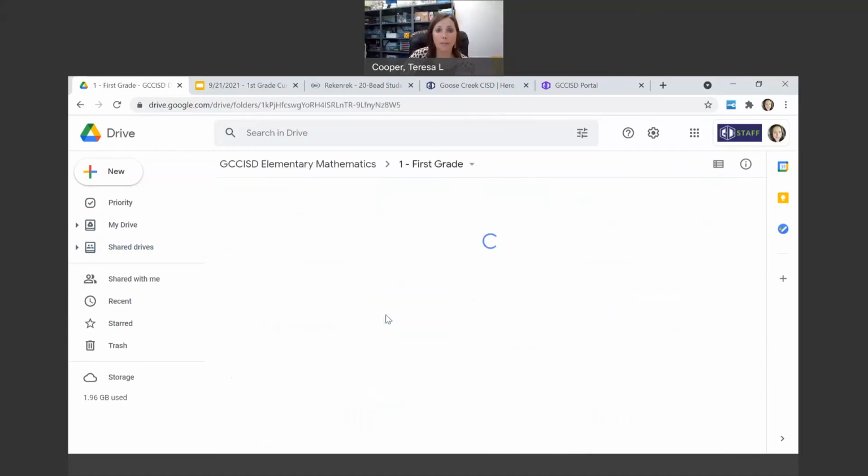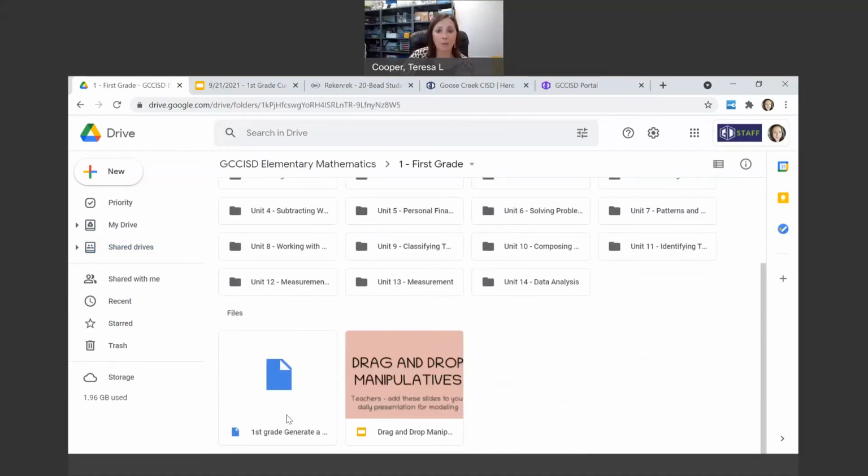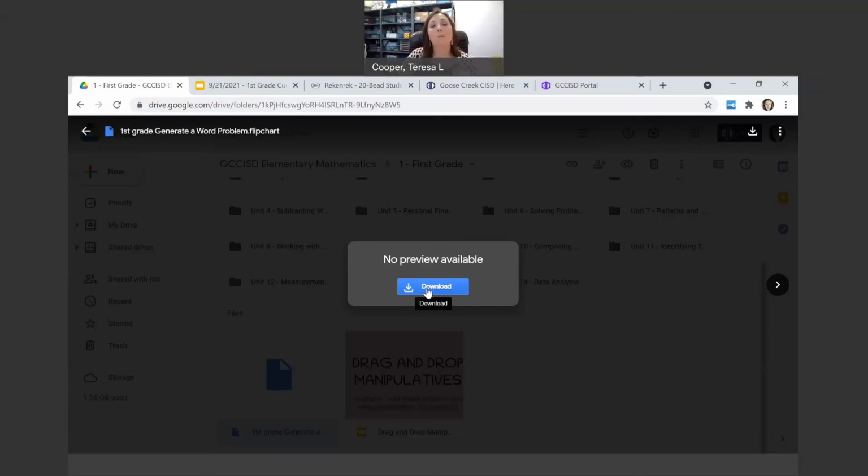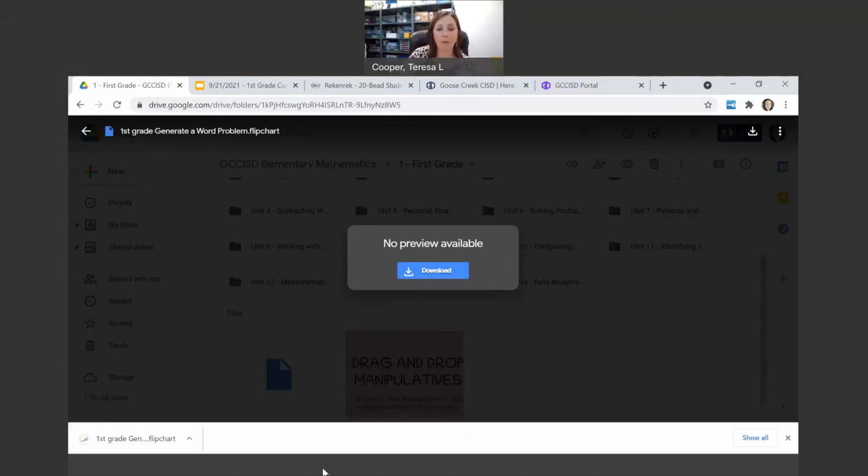You'll go in first grade, and as soon as you go in first grade, you're going to see right at the bottom, files, first grade, generate a word problem. When you click on it, it's going to tell you you have to download it because it is for your Promethean board. It's an Active Inspire file, flip chart. So I'm going to download it and show you how that works. I'm going to stop sharing my Google Slides so I can start sharing as soon as that decides to open. Share. I want to share my Active Inspire right there.